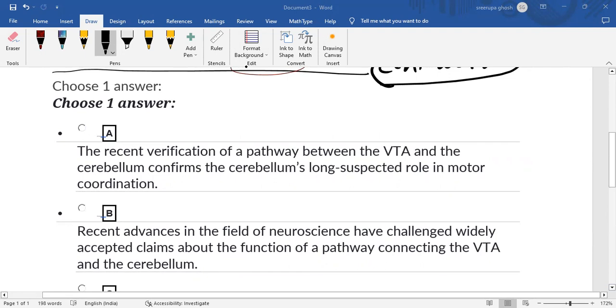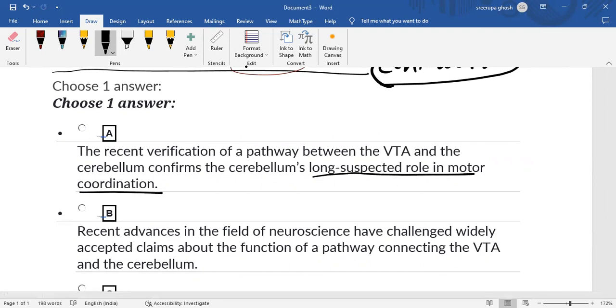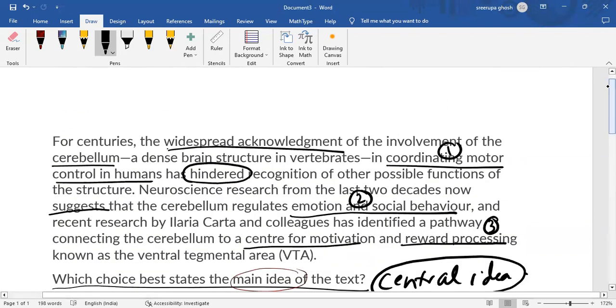See, long suspected role in motor coordination. In fact, this was done much earlier only, right? Yes, ma'am. The verification of a pathway between VTA and the cerebellum does not confirm the long suspected role in motor coordination. The long suspected role in motor coordination is something which was a widely accepted belief. It was already there.